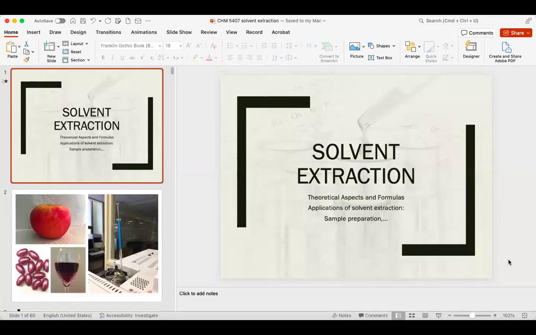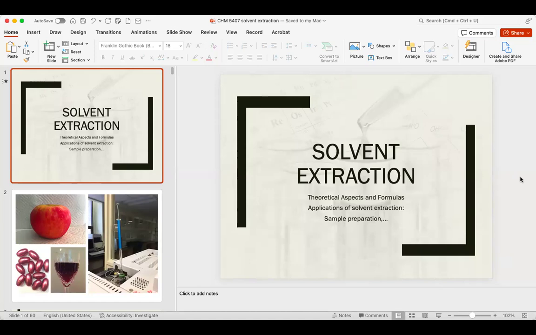So that's fine. So it's okay. If we have learned about solvent extraction before, but it's okay. We can have some revision, especially for those who have not taken this type of chemistry.